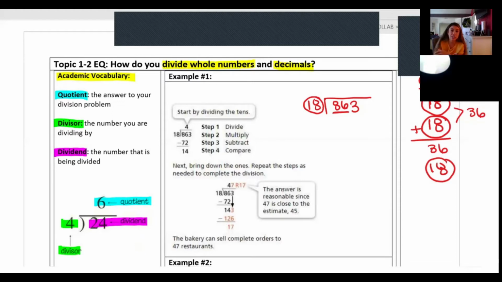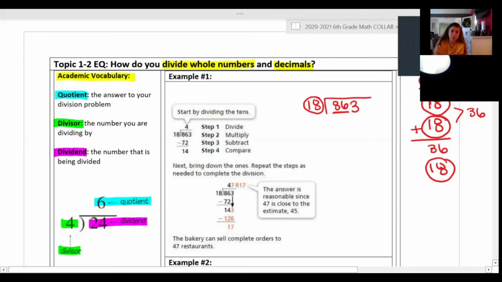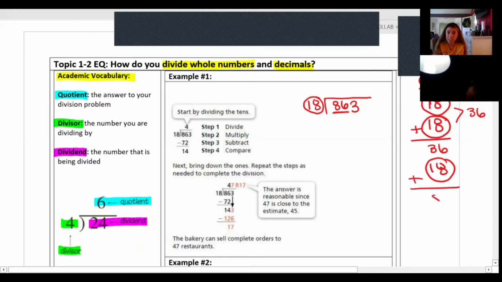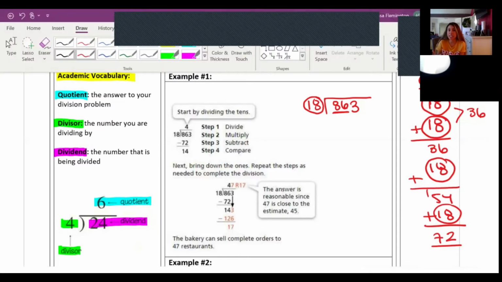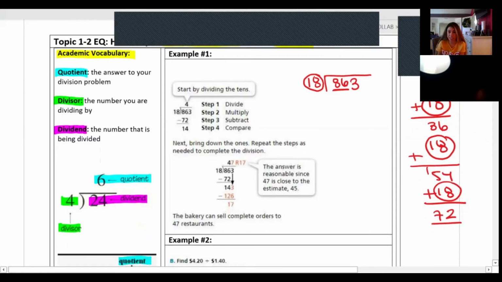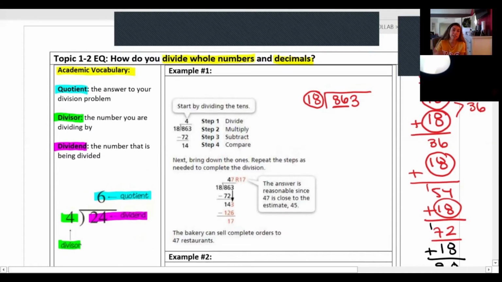So if we add 18 again to 36, we know that is 54. We can still keep going because we're nowhere near 86. It's not reasonable yet. We don't have to stop. So let's add another 18. 54 plus 18 is 72. Now let's see if we add one more 18, if that will get us to 86, but we can't go over 86. This should be review from last year. If we add 72 plus 18, this gets us 90. So we can't add that 18 to 72, so we have to stop at 72.